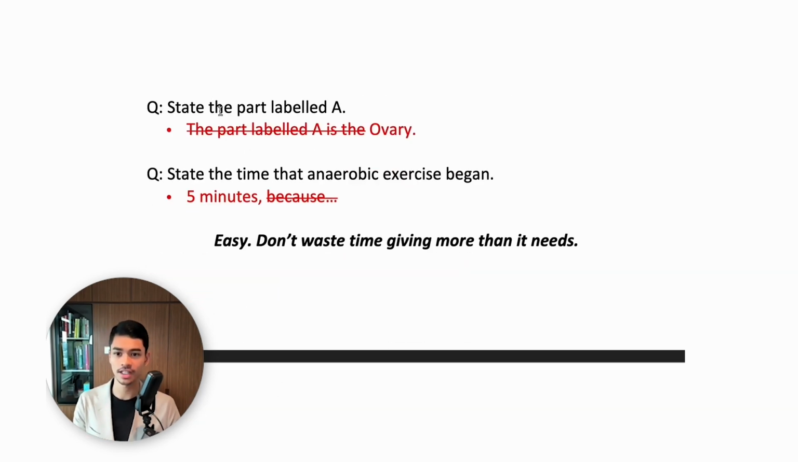Like this one, state the part labeled A, right? And that's it. A lot of people will say, oh, the part labeled A is the ovary. Just say ovary. You'll still get the full marks, okay? Just write one word. Then they ask you to state the time that this anaerobic exercise began. 5 minutes because blah blah blah. Don't say because, don't explain. Just say 5 minutes, full stop. Okay, so it's very easy.